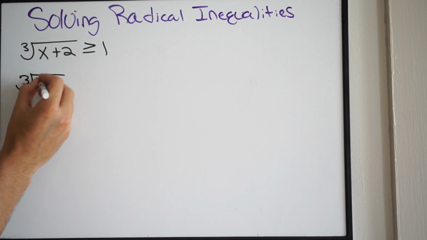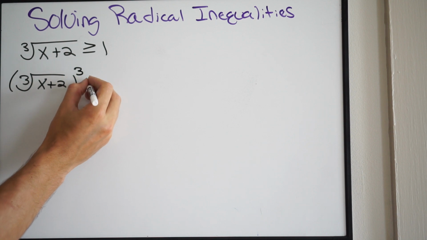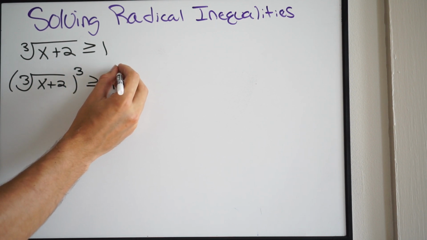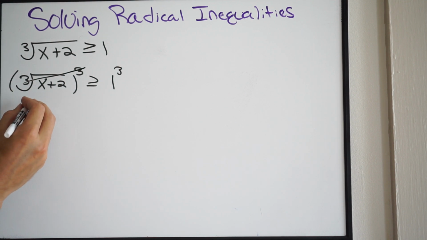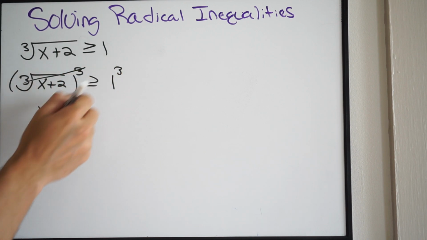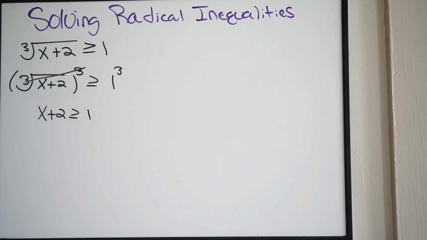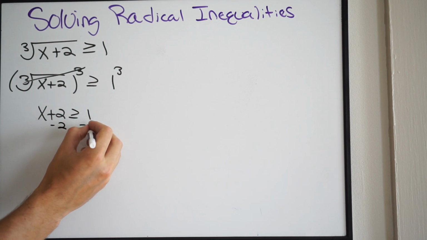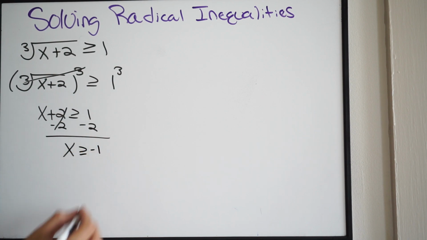So we have the cubed root of x plus 2, and we're going to raise both sides to the power of 3. This naturally cancels out the cubed root, and now we're left with x plus 2 is greater than or equal to, well, 1 cubed is just going to be 1, right? And then we're simply going to subtract 2 on both sides, and we get x is greater than or equal to negative 1.